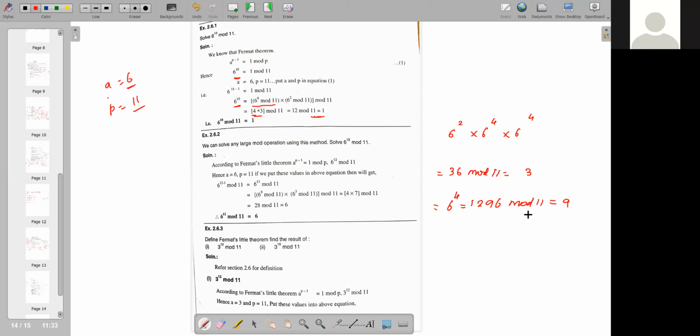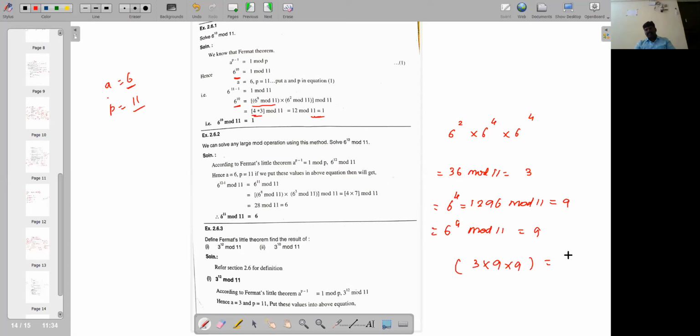Yes. Okay, so I can repeat the same. Again, 6 power 4 mod 11, I'll get 9. Multiply these three values. So 3 into 9 into 9. What is the result? 9 9s are 81. So 81 into 3, 8 3s are 24, 243. Correct? Yes. So 243 mod 11.